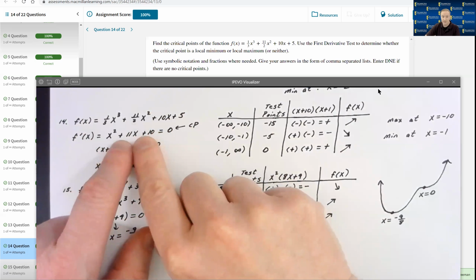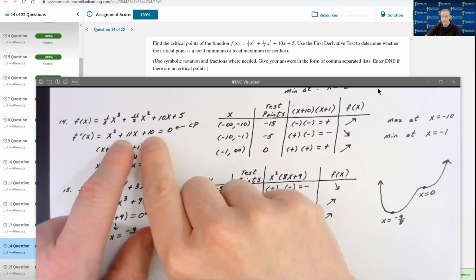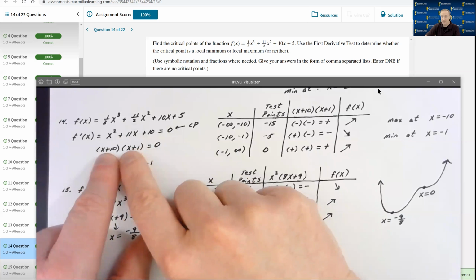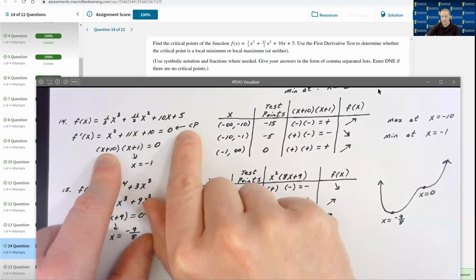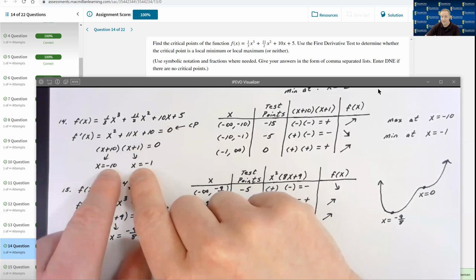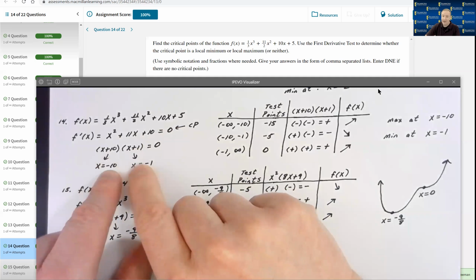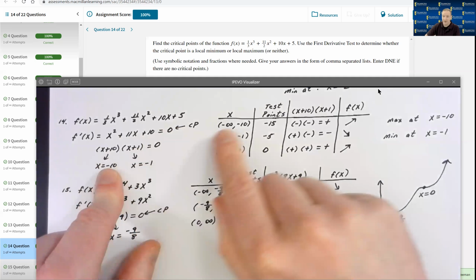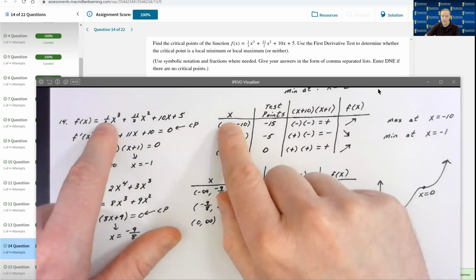And notice that derivative factors just by your trinomial factorization really easily. Factors of 10 that sum to get to 11 are 10 and 1. So this factors to be (x plus 10)(x plus 1). Now, if I set those factors equal to 0 to find the critical points, then we'll get x is -10 and x is -1. Now, I use those critical points to break up the domain of the original cubic function.